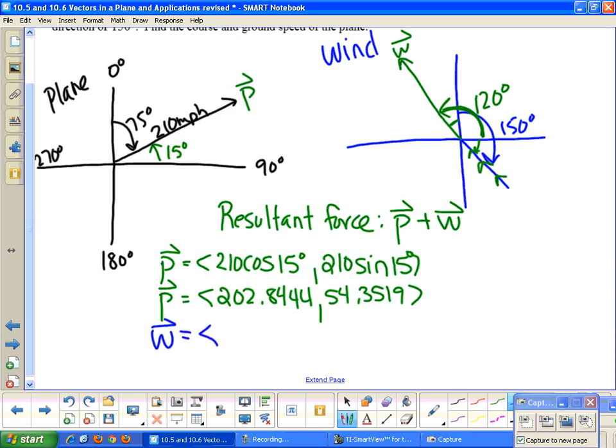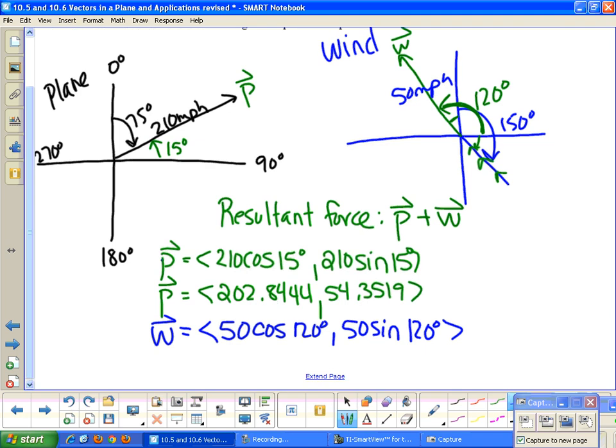Then if I do the wind, so let's use blue for wind. The wind components are going to be, and we said it was blowing at, what did we say, 50 miles per hour? So that's the magnitude. So 50 times the cosine of 120 degrees, and then 50 times the sine of 120 degrees. So when I find the components for the wind, we have -25 and 43.30137.